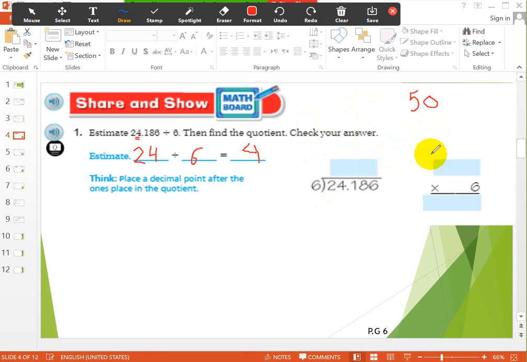Now we will start our division. 24 divided by 6, as we learned, equals 4. So I will write 4 in the ones digit.